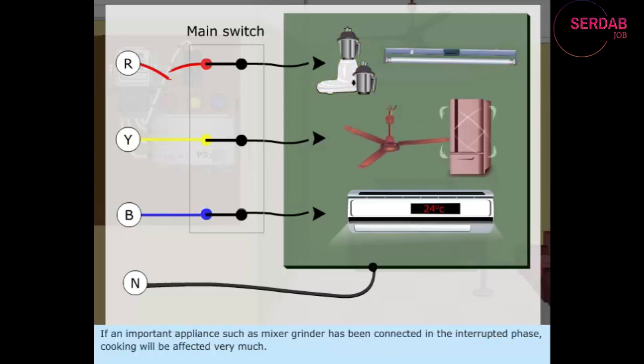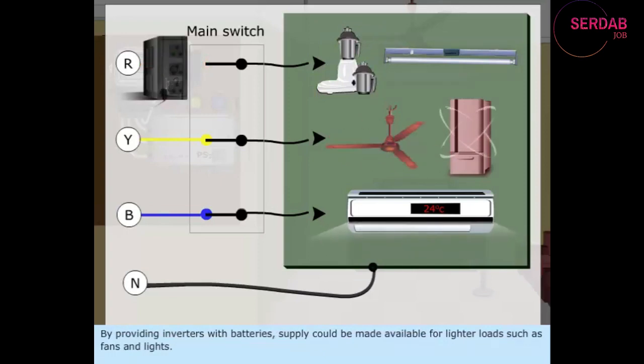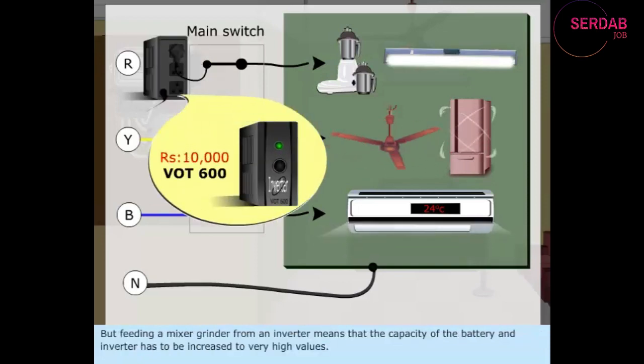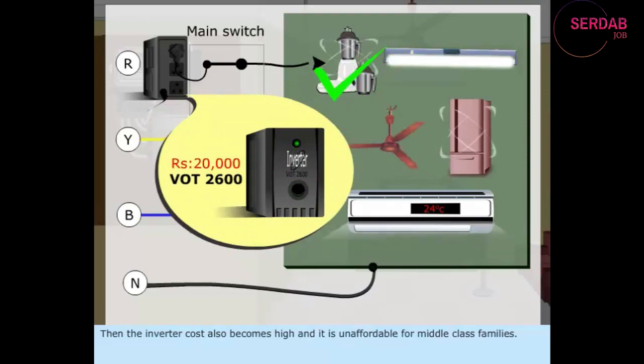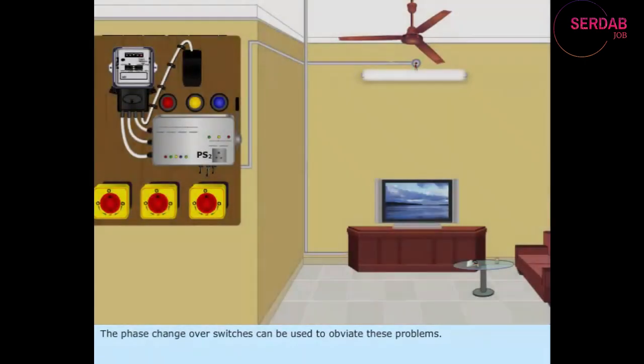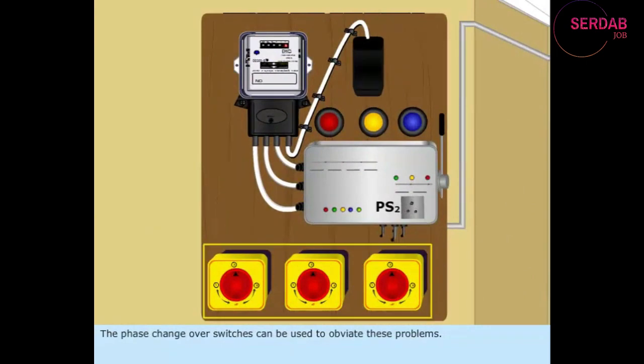If an important appliance, such as mixer grinder, has been connected in the interrupted phase, cooking will be affected very much. By providing inverters with batteries, supply could be made available for lighter loads, such as fans and lights. But feeding a mixer grinder from an inverter means that the capacity of the battery and inverter has to be increased to very high values. Then, the inverter cost also becomes high, and it is unaffordable for middle-class families. The phase changeover switches can be used to obviate these problems.